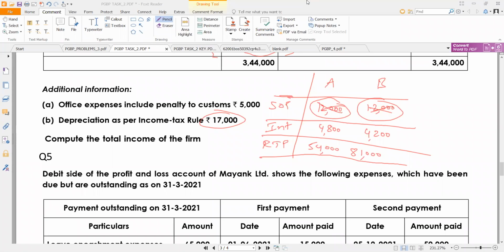Somebody says not allowed as deduction. No, write your words carefully. Taxable up to the amount allowed as deduction. Not allowed as deduction, allowed as deduction. So how much was allowed as deduction? Actually, the full amount was allowed as deduction, right?